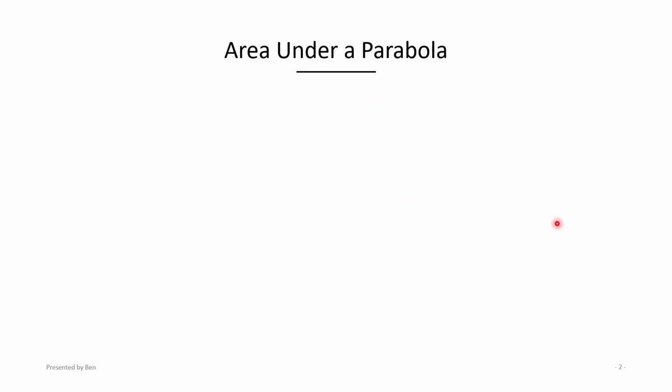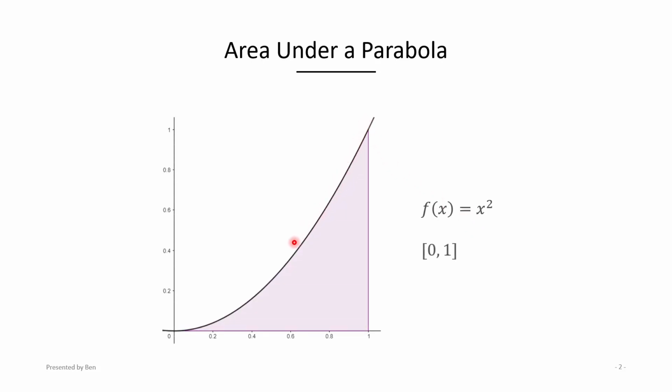Here is the problem. We have a very simple quadratic function f equals x squared. And now I'm doing the area under its curve from 0 to 1. I've already shaded it with the purple color and denoted it with the letter A. So do you have any idea for this?